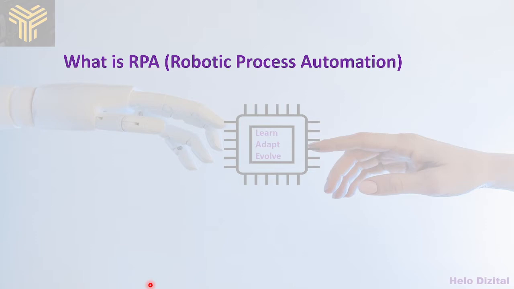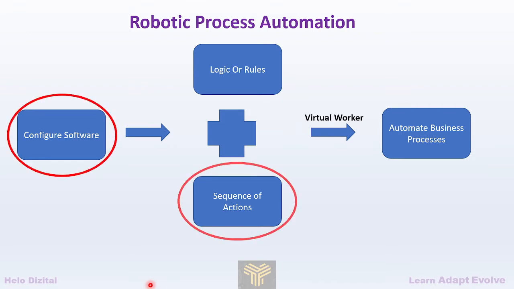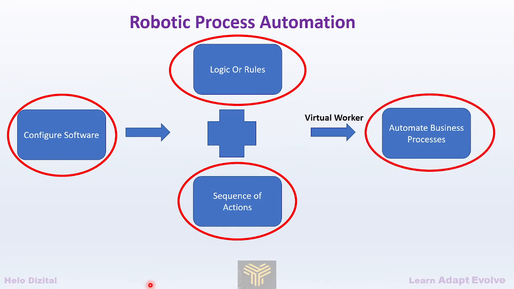In this video, we'll discuss what is RPA or Robotic Process Automation. We'll try to understand the definition of RPA with an example. So what is the definition of RPA? Robotic process automation is the process of configuring a software tool using sequence of actions combined with logics or rules to automate business process flow by mimicking the steps how a human ideally would have performed or processed it. This RPA software is also known as virtual worker or digital worker or simply bots.